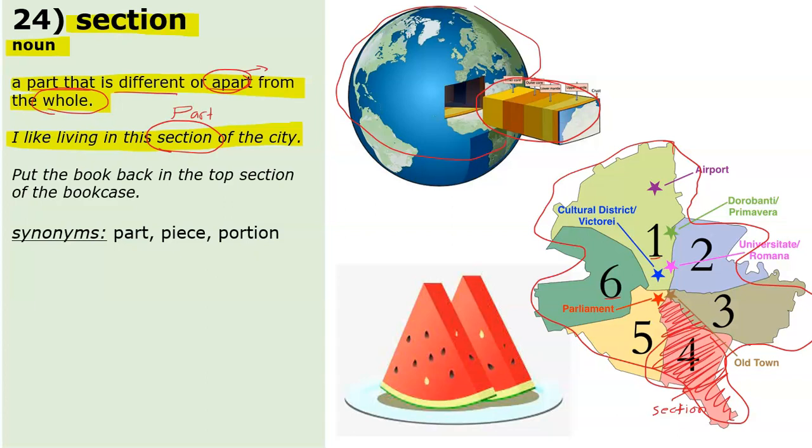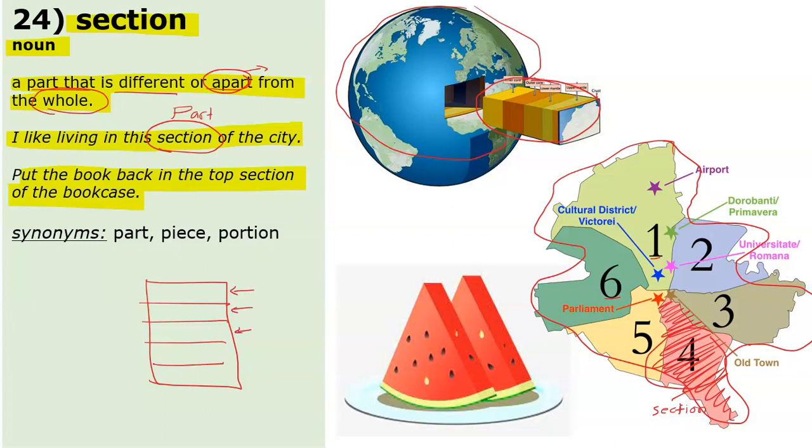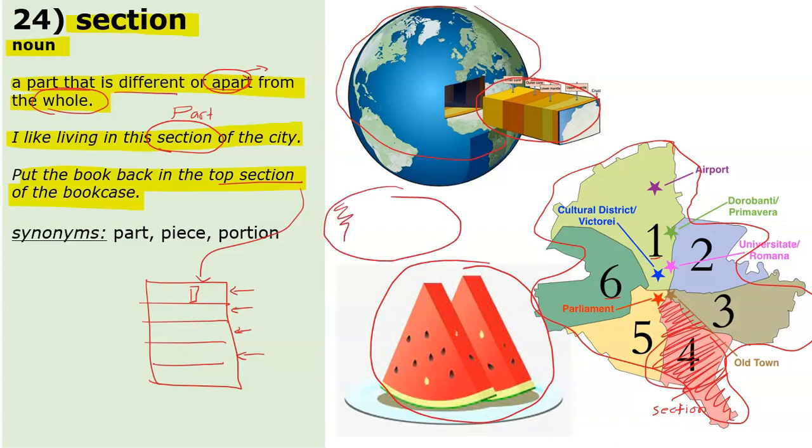And the other example says, put the book back in the top section of the bookcase. You can imagine that a bookcase has many different shelves, so each shelf can be a different section. If you put the book back in the top section, then that means you need to put it here at the very top. I also have some sections of watermelon here. You can imagine the whole watermelon maybe looks like this, and when we cut it, we take a section of the watermelon away.